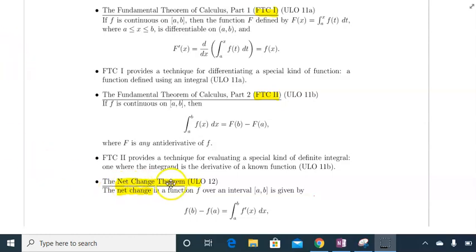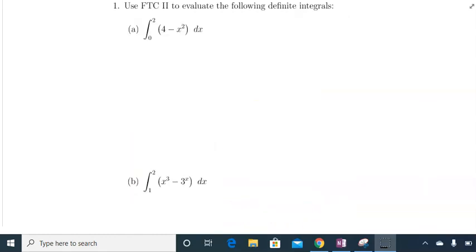The net change theorem says the net change in a function f over a closed interval [a, b] is given by f of b minus f of a, which is equal to the integral from a to b of f prime of x dx.